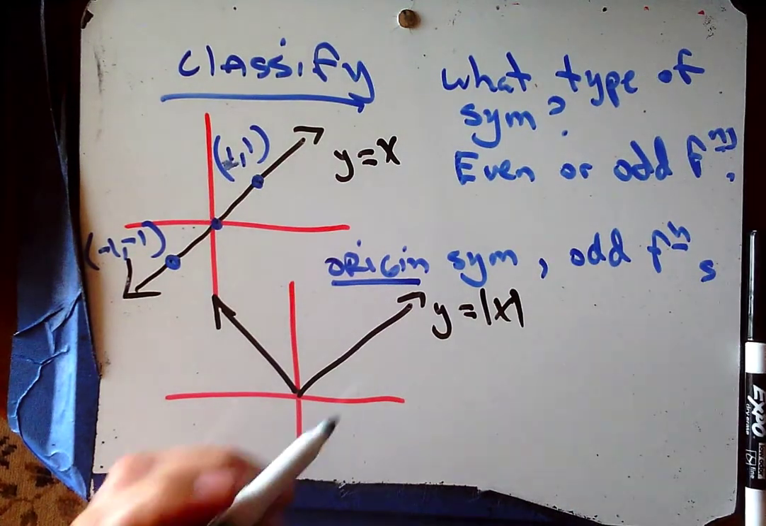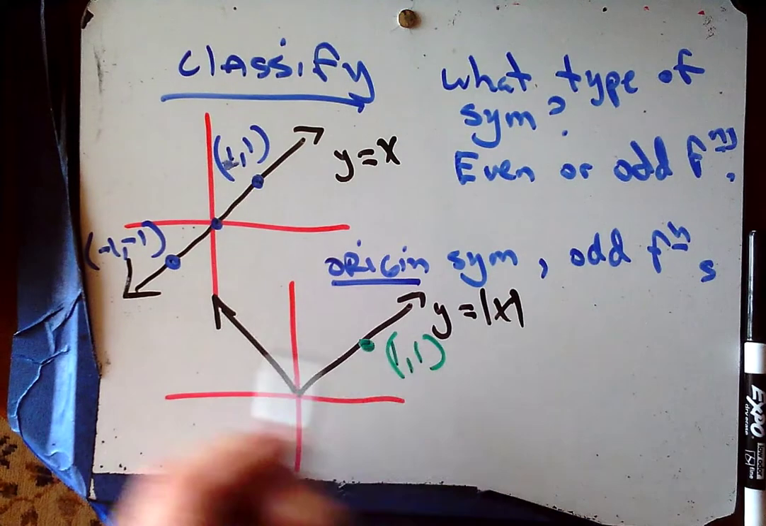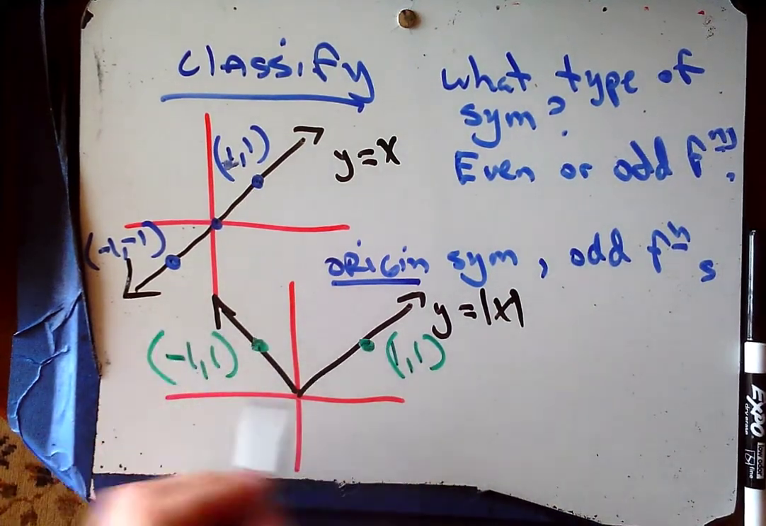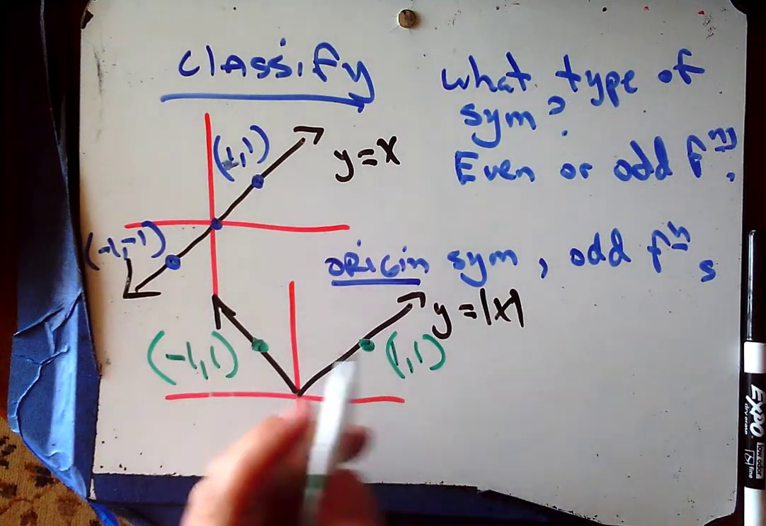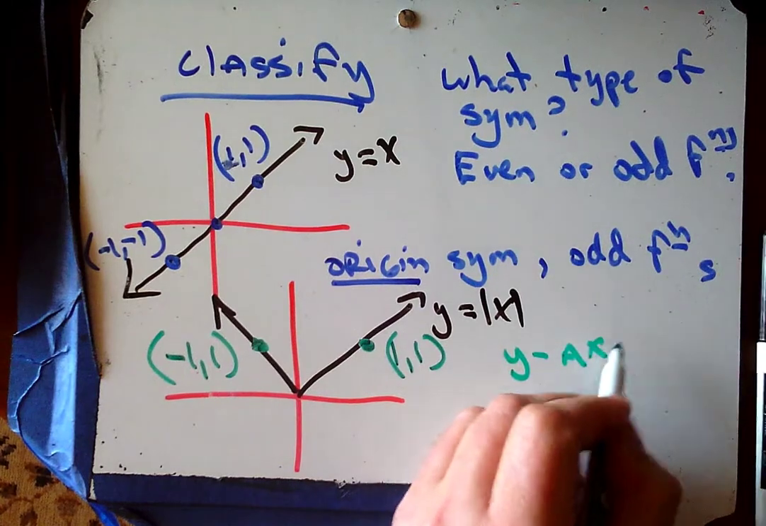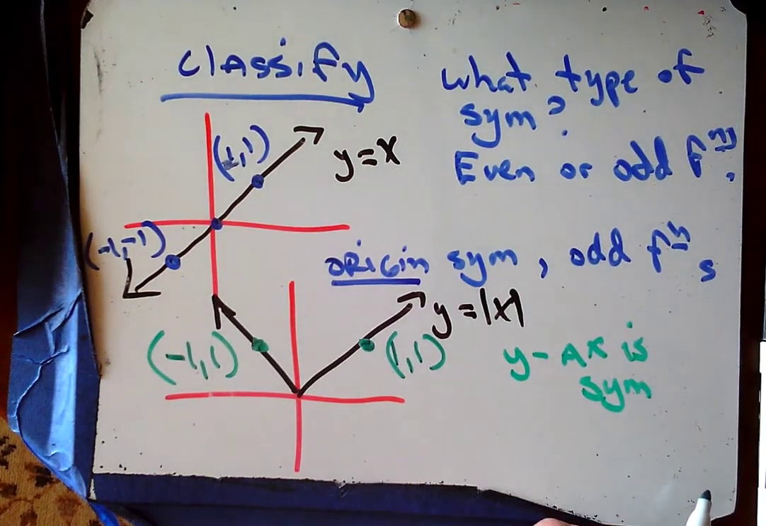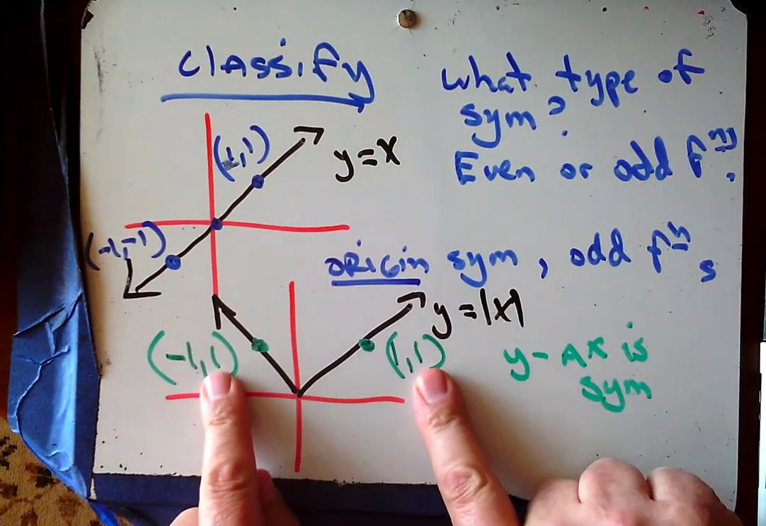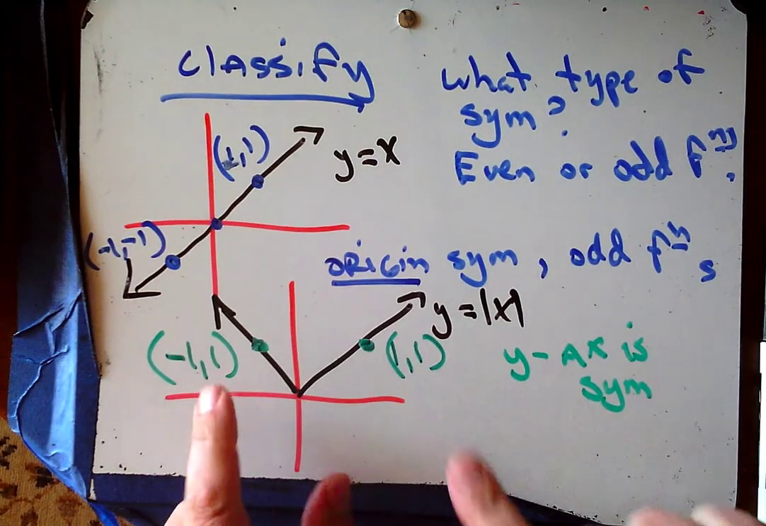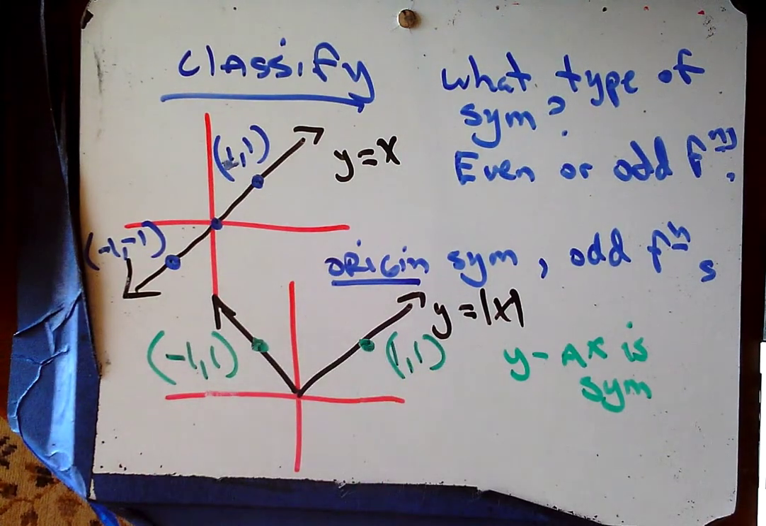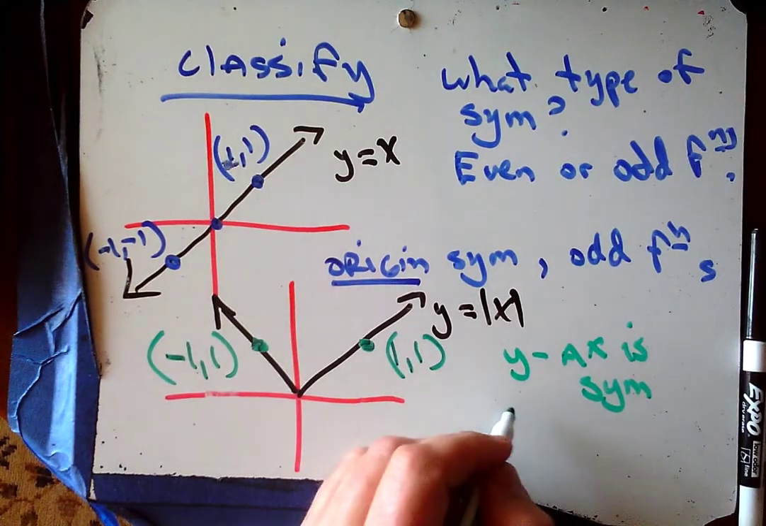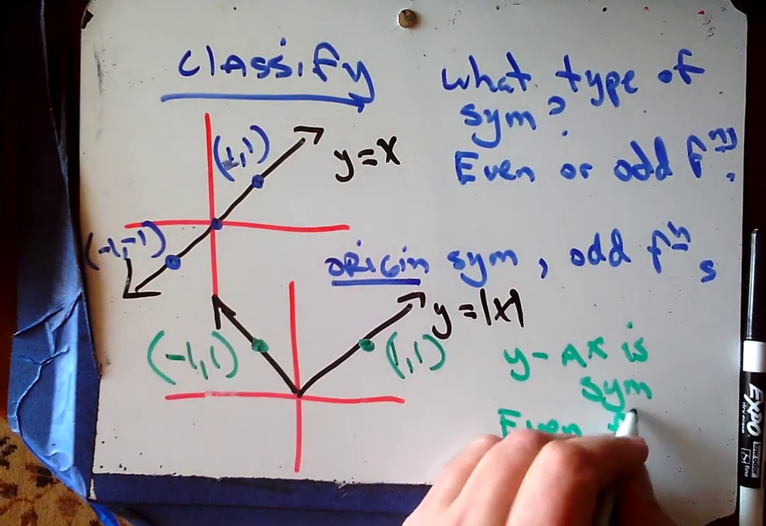Okay, so I notice that this point, (1, 1), becomes this point, (negative 1, positive 1). When we change the sign on x's, but the y's stay the same, that's a sign of y-axis symmetry. Some people think y-axis symmetry means we change the sign on the y's, but that's not true at all. The y's have the same sign. It's the x's that are changing sign. And things with y-axis symmetry, do we know whether they're even or odd functions? Yes, we know that y-axis symmetry means an even function.